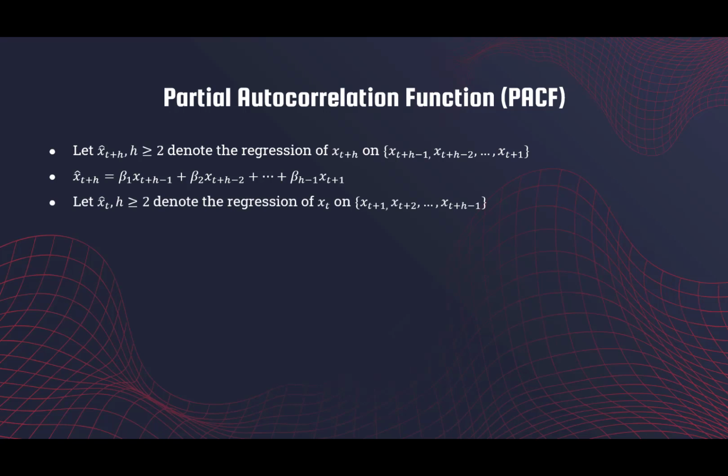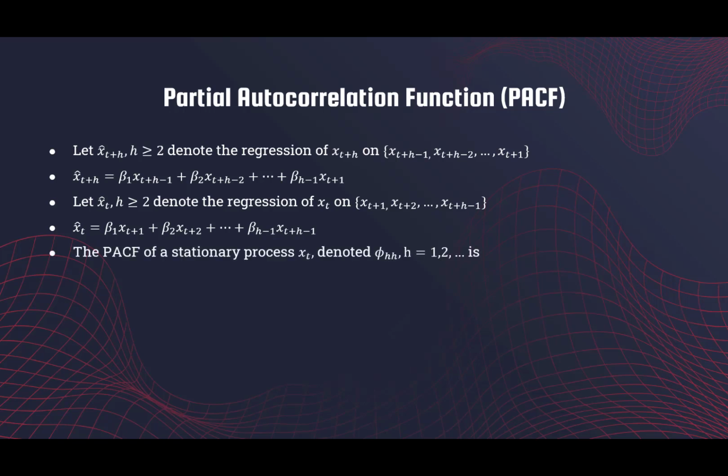And so now we want to regress x_t based on these future h minus 1 variables. So this is based on past h minus 1 variables, x_t is based on future h minus 1 variables. We know that the coefficients for the two are going to be the same, okay? So we have the predicted values.